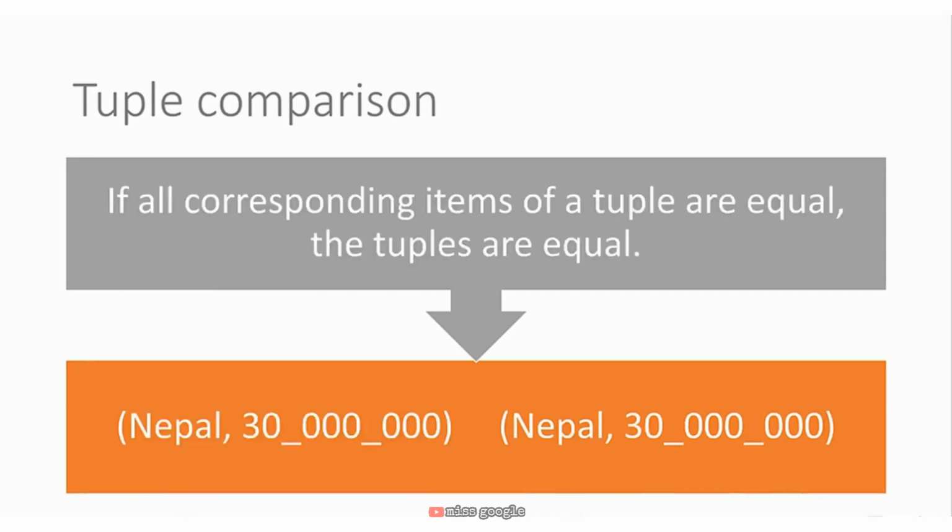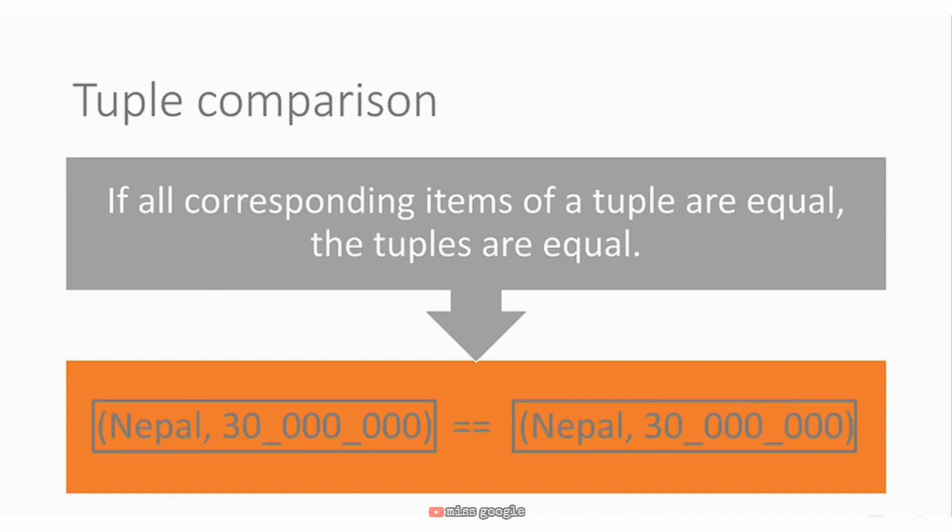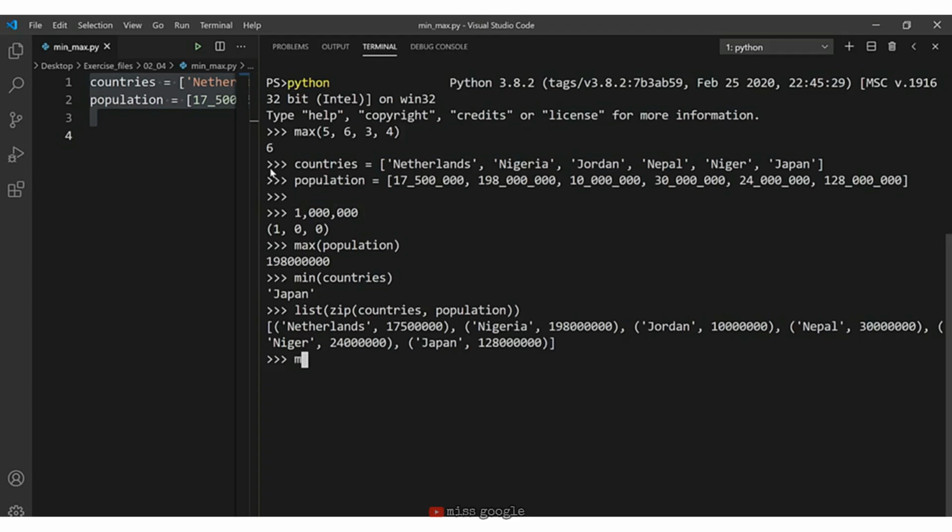And finally, let's look at an example where we compare the tuple Nepal with another tuple Nepal with the same population details. If all the corresponding items of a tuple are equal, then the tuples are equal. You might have noticed that in all of the examples where we've done tuple comparison between 2 countries, we've only compared the names of the countries alphabetically and decided that one is less than the other. We haven't even got as far as comparing the populations, which is what we were trying to do in the first place. This means that if I do the min and I zip together the countries and the populations, this returns Japan because Japan has the lowest string alphabetically, starting with JA.